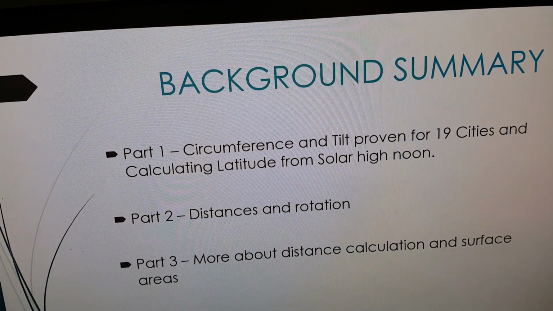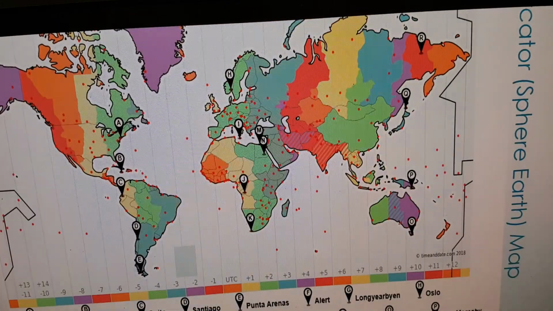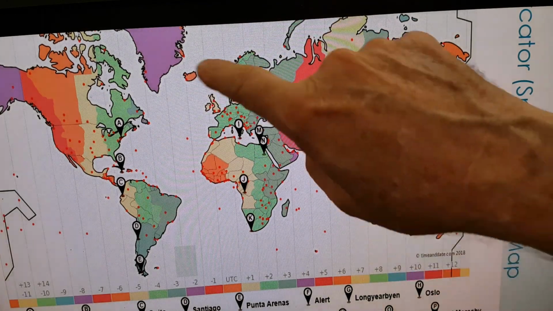And then part 3 that we did last week was more about distance calculation. And then I also did surface areas. And we had a big surprise at the end. I think you all will agree it was just mind-blowing. This is the map from where I got the 19 cities.